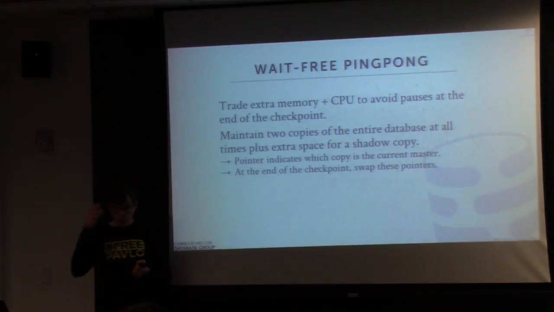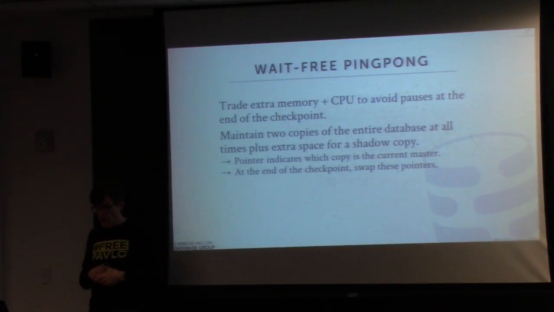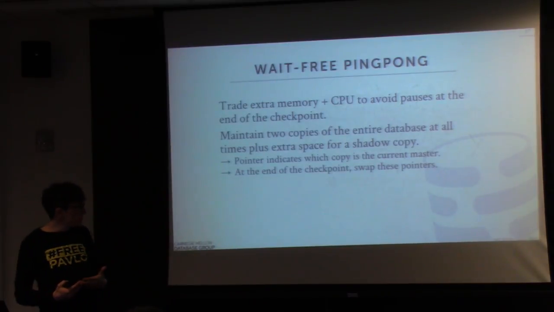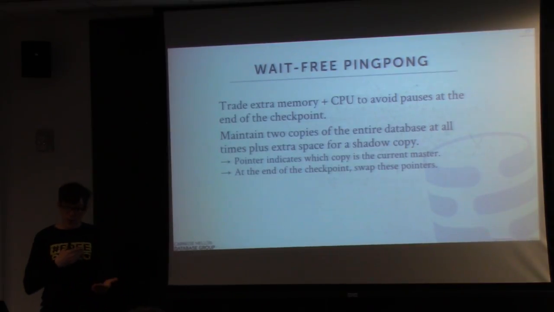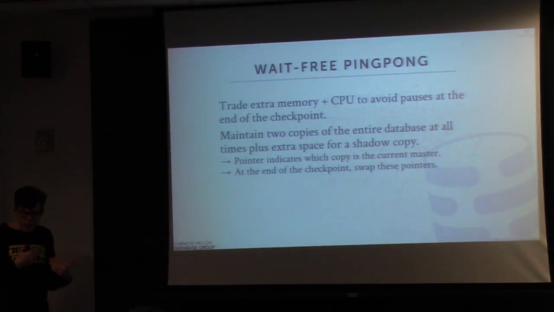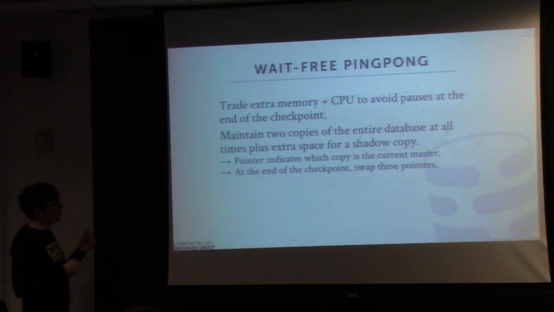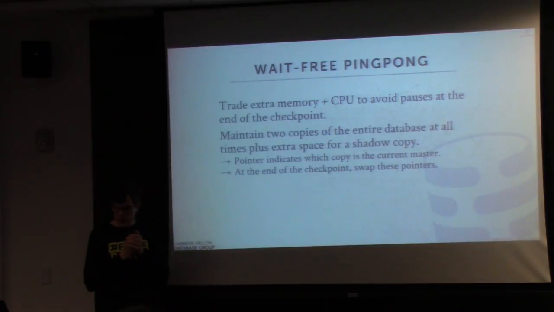So in the ping-pong approach, what they're going to do is trade additional memory and CPU overhead for when transactions read and write data and when we take the checkpoints, in exchange for having to do a longer pause at the end of a checkpoint to reset all those bitmaps. Right, because again, we want to do this atomically to make sure that nobody sees a partial snapshot. So what they're going to do is maintain two copies of the database that we'll call the master copy and the shadow copy.